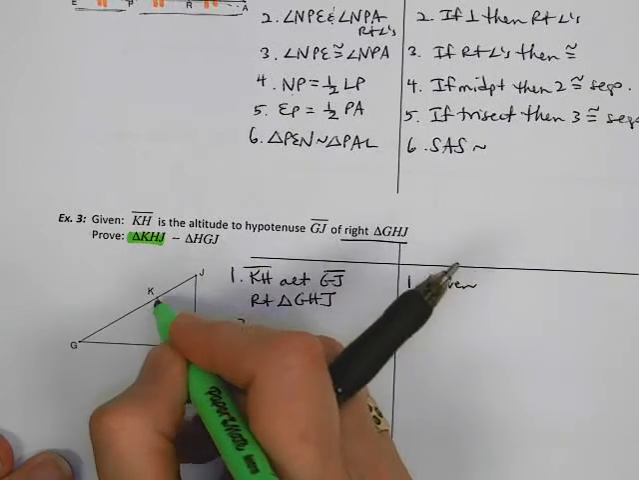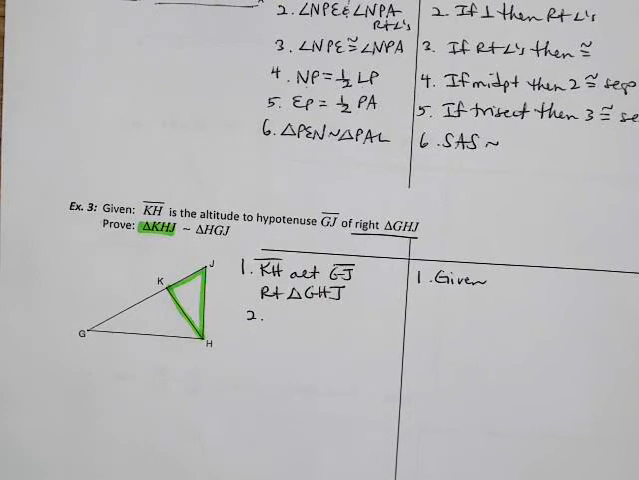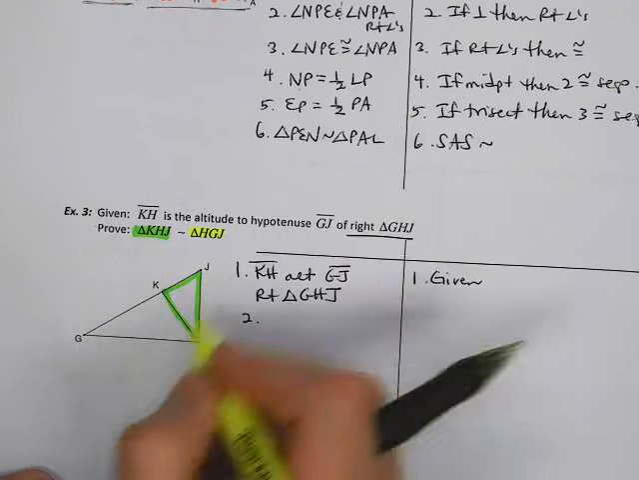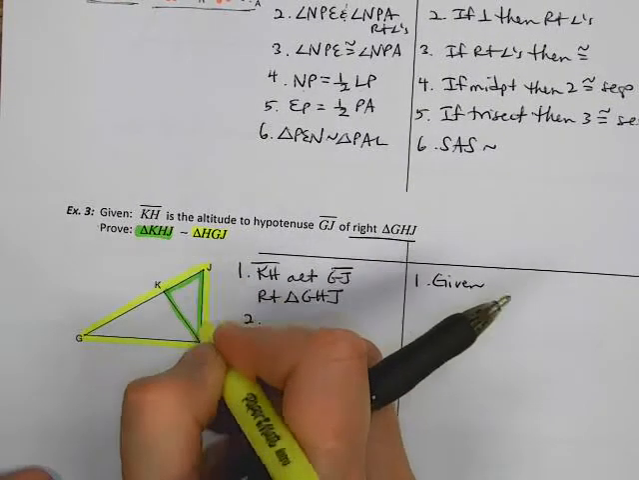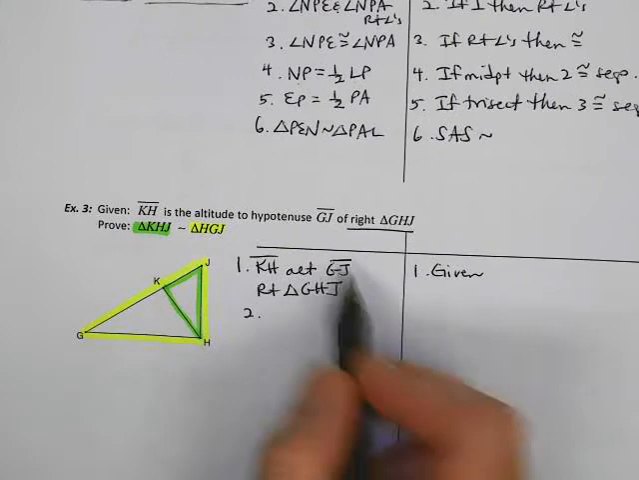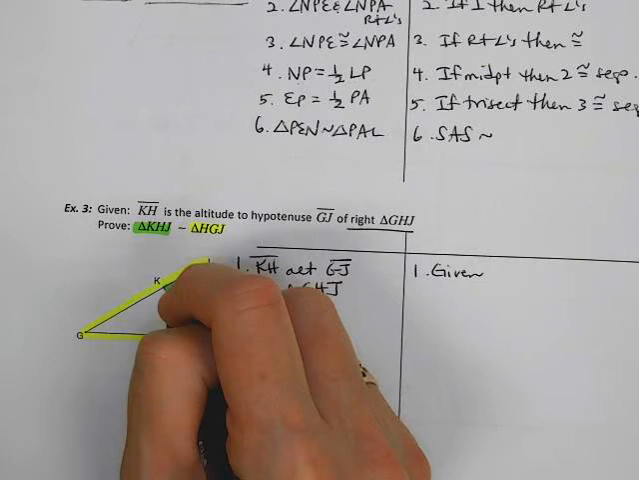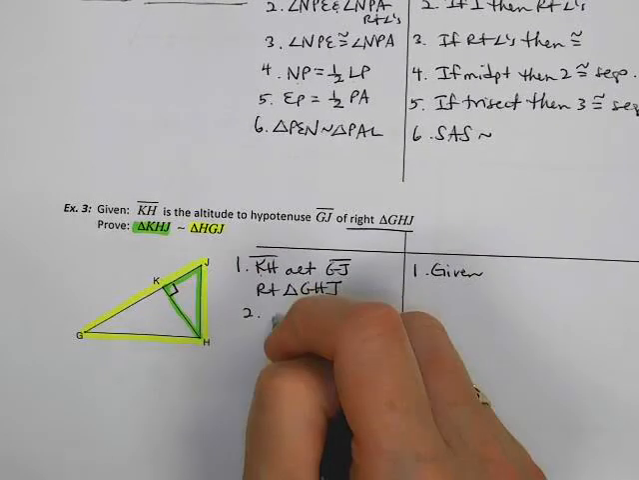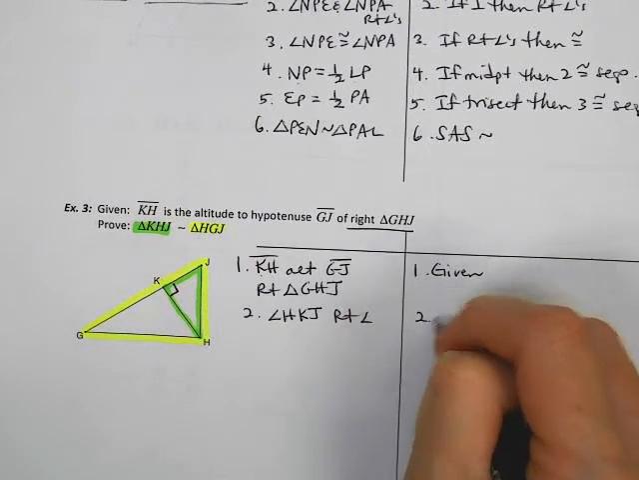KHJ is this green one right here. And then HGJ is that big yellow one. I'm trying to show that those are similar. So where are the right angles that come from here? KH is an altitude. I believe this is the right angle I want because it's in the green one. So angle HKJ is a right angle.